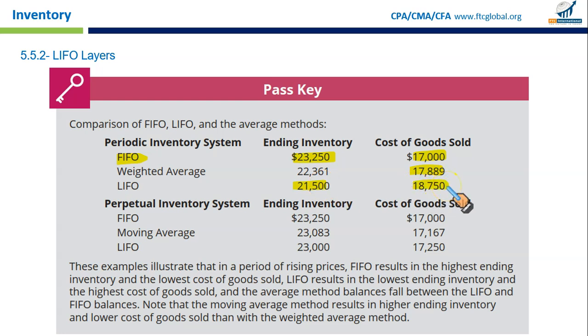So when the prices are rising, COGS would be highest in LIFO, and of course your closing stock would be lowest. And in perpetual, the results are somewhat similar. It's just that the method of valuing is different, but when the prices are rising, you see a similar pattern: COGS highest here, closing stock lowest here. And weighted average has the same middle figure as the moving average in perpetual.